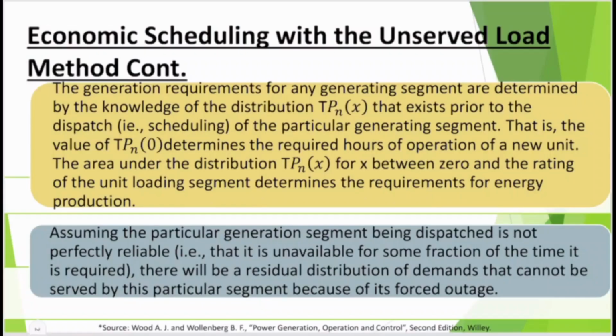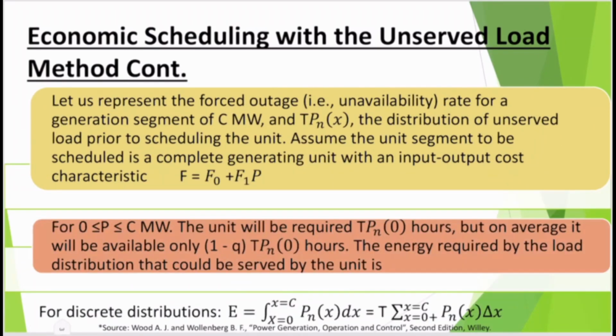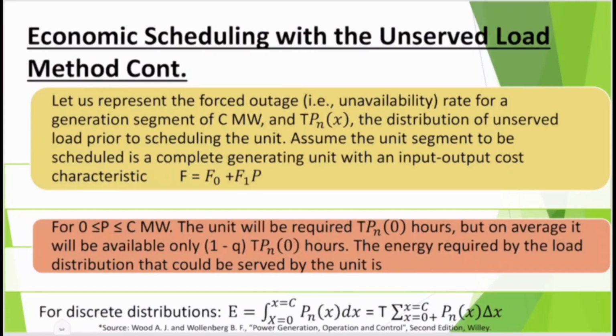Assuming the particular generation segment being dispatched is not perfectly reliable, that means uncertainty is associated, that it is unavailable for some fraction of time it is required, there will be a residual distribution of demands that cannot be served by this particular segment because of its forced outages. Now let us represent the forced outage rate, meaning the unavailability rate, for a generation segment of C megawatt, and T times Pnx, the distribution of unserved load prior to scheduling the unit.